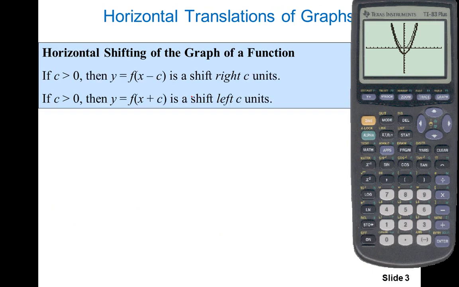Next, we'll look at the horizontal shifting of a graph of a function. If c is greater than 0, then y is equal to f of x minus c is a shift right c units. Likewise, if y is equal to f of x plus c, then the graph is a shift left by c units.